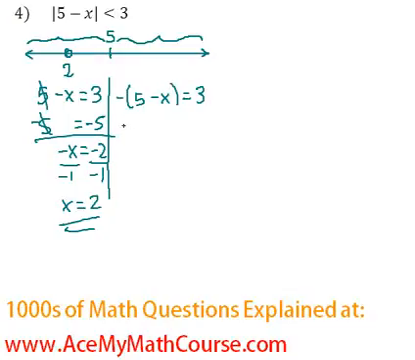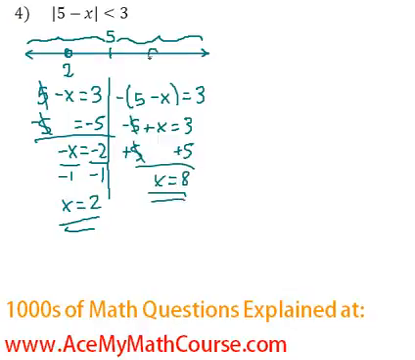Now I can distribute the negative. I get negative 5. Negative negative makes it positive, so plus x is equal to 3. I'll add 5 to both sides of the equation. And we get x equals 8. Then we plug the 8 in right here for the number line.